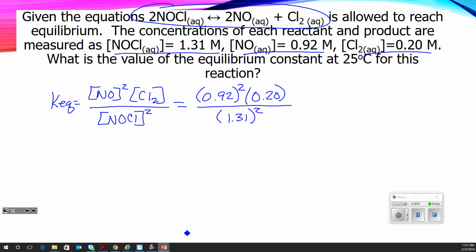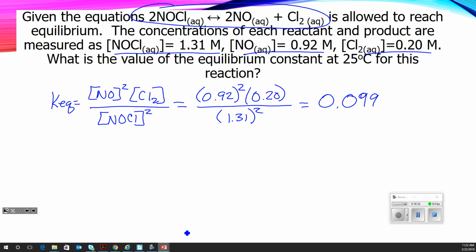Okay, when somebody brave gets the answer, let me know what it is. 9.8. Since we only have two significant figures, that would actually be 9.9, right? 9.9. Okay, KEQ does not have any units, so you do not have to put any units on it.